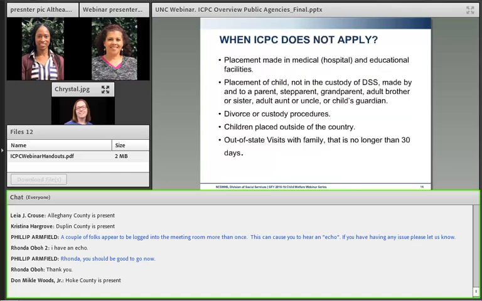So when ICPC does not apply, these are the placements made in other states that are not governed by the compact. Placements that are made in medical, hospital, and educational facilities. Placement of a child that is not in the custody of DSS and can be made by a parent or their legal guardian. The compact doesn't apply to divorce or custody procedures, children that are placed outside the country, and visits with families that are less than 30 days. Those are placements that do not apply to the ICPC compact.